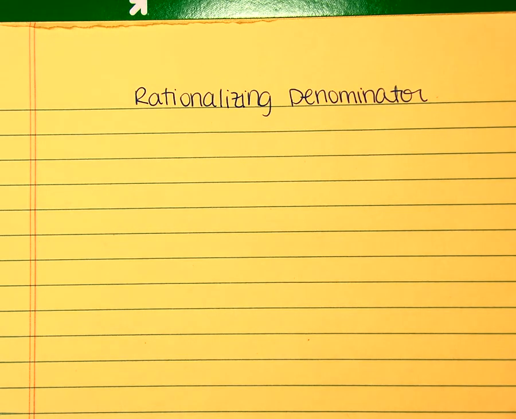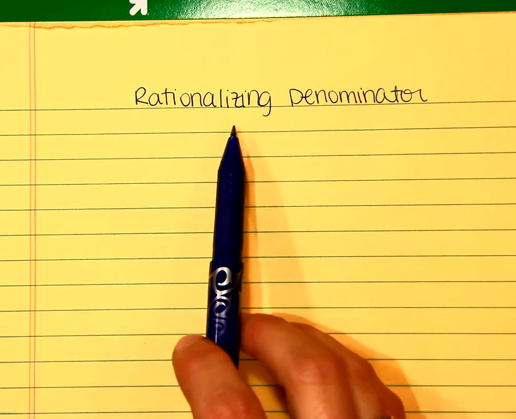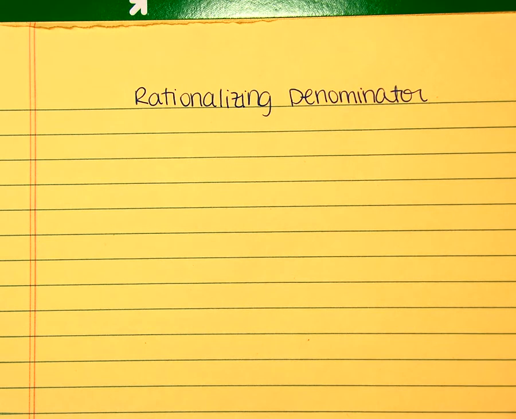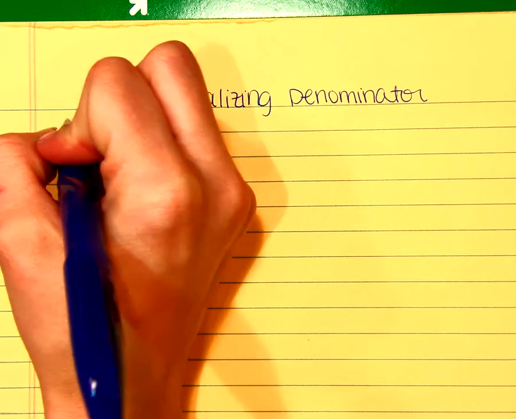Alright guys, so today we're going to be talking about how to rationalize the denominator. Rationalize means getting the radical out of the denominator, and the denominator is just the bottom half of any fraction that you're given. Before we get started, I want to go over what it means to have a radical.